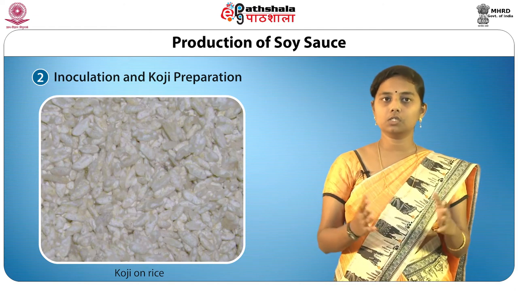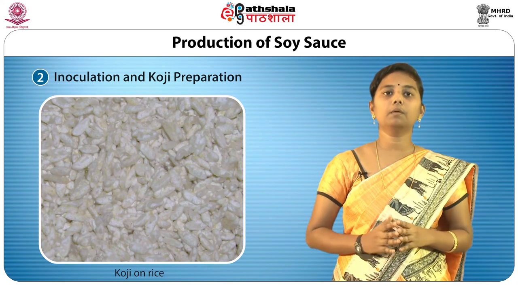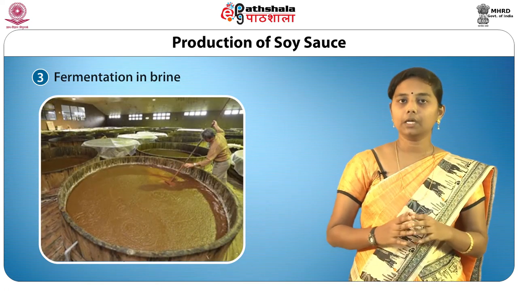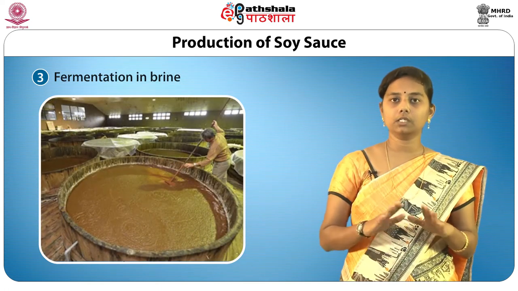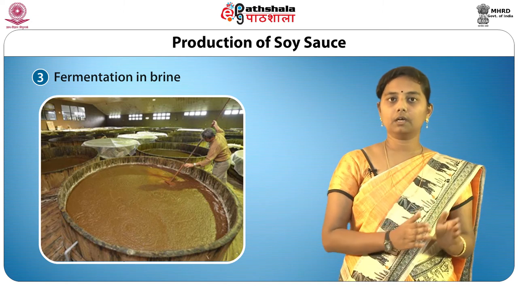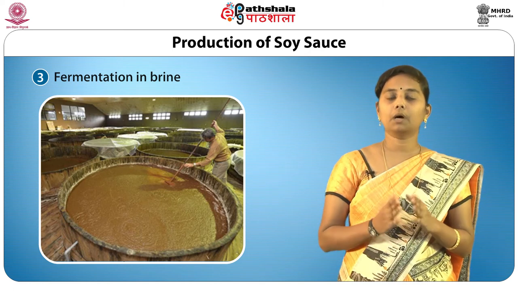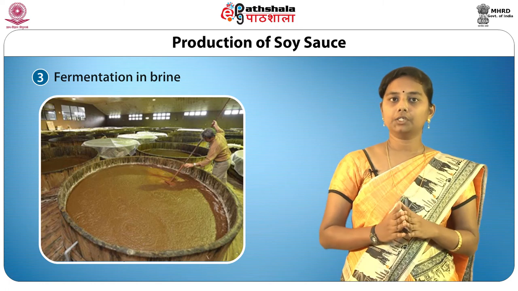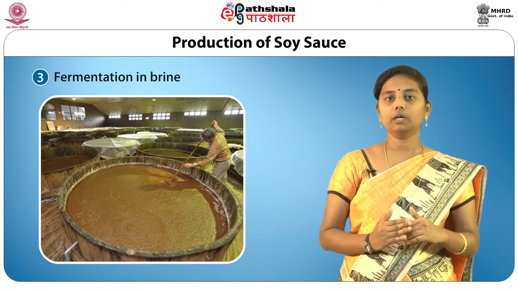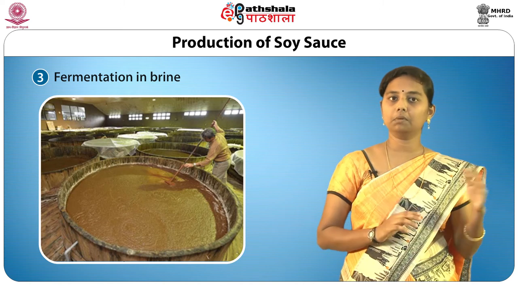It is a concentrated source of amylolytic and proteolytic enzymes necessary for decomposition of carbohydrates and proteins. The molded mash is covered with 22% brine solution in a deep fermentation tank. Lactic acid bacteria and yeast cultures are added to the koji to form a slurry called maromi. Maromi mash, which is in a semi-solid state, is allowed to ferment at controlled temperature with occasional aeration every 2 to 3 days in the beginning.